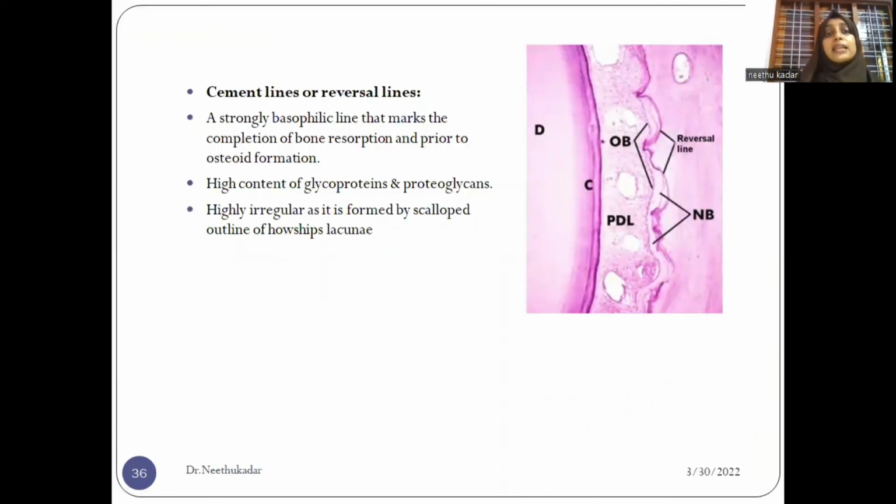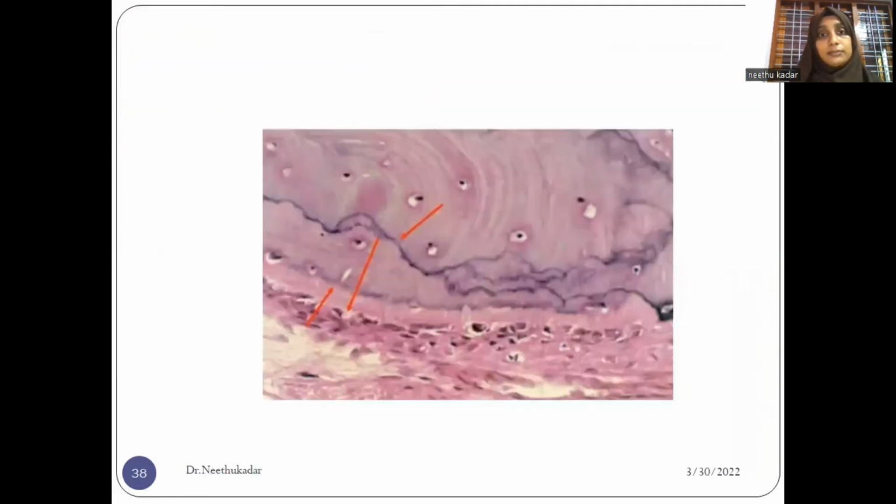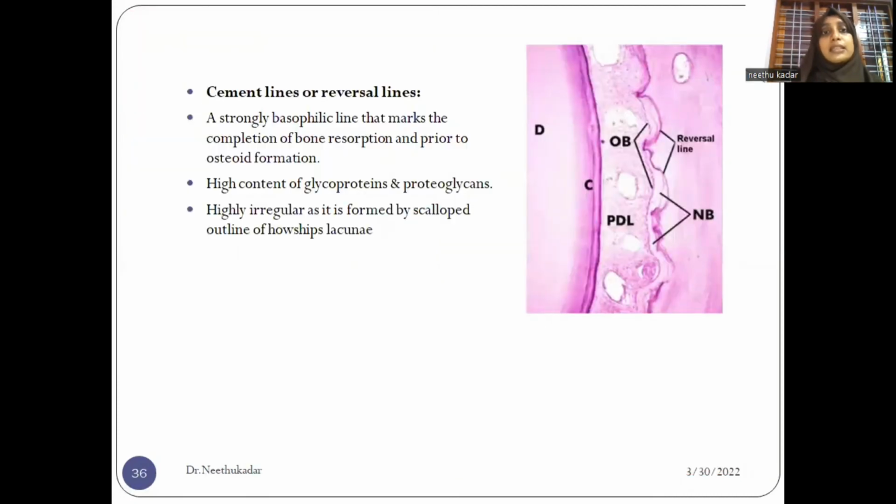There are two types of lines you can see in a mature bone. First one is cemental lines, or reversal lines. Second one is resting lines. Cemental lines or reversal lines are strongly basophilic lines that mark the completion of bone resorption prior to osteoid formation. They are basophilic mainly because of high content of glycoproteins and proteoglycans. They are irregular as formed by the scalloped outline of Howship's lacunae. So cemental lines or reversal lines represent bone resorption.